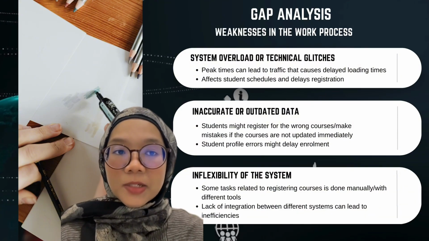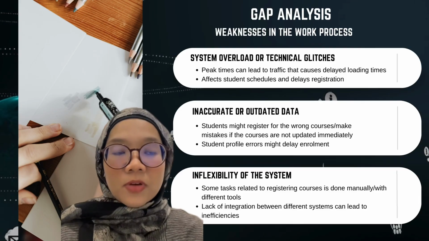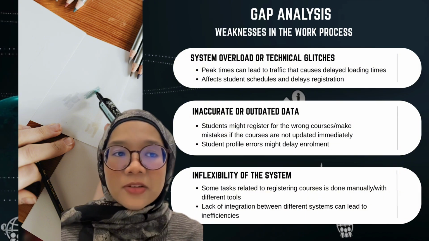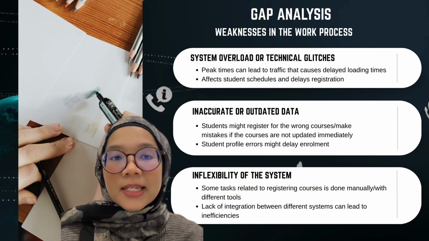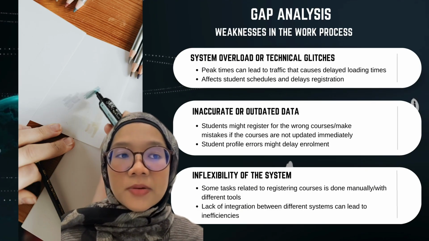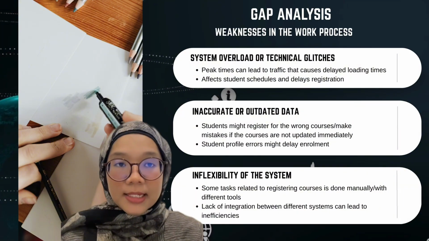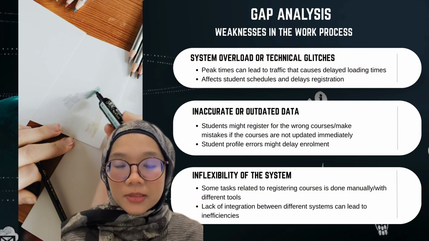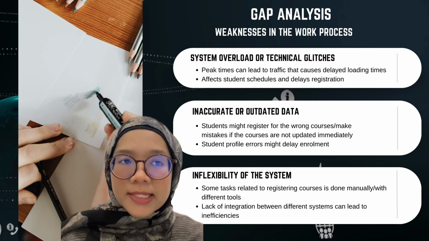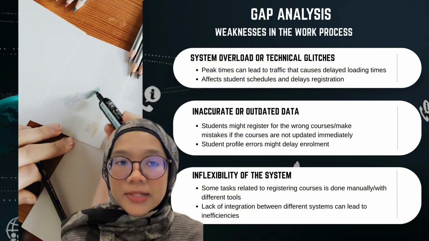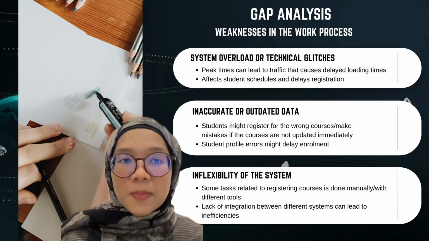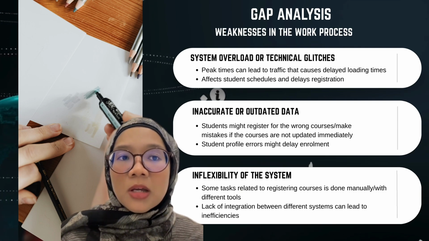Another problem is inaccurate or outdated data. If course information isn't updated properly, students may accidentally register for the wrong courses. Similarly, errors in student profiles can delay enrollment or lead to unnecessary complications. Lastly, the system can sometimes be inflexible. Certain tasks related to course registration are still done manually or using separate tools. Without proper integration between systems, these inefficiencies can slow down the entire process and increase the workload for staff.